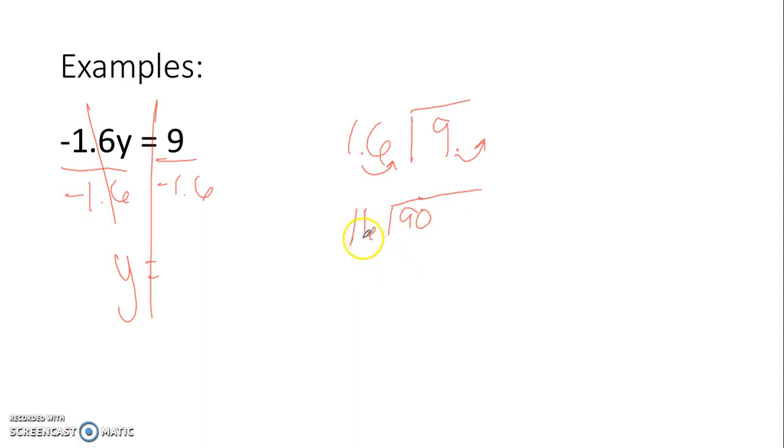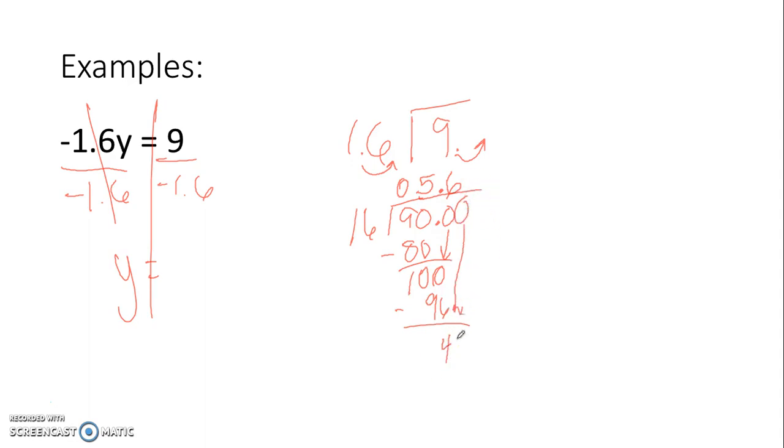We ask ourselves, how many times does 16 go into 9? Well, it can't. Right? How many times does 16 go into 90? It can go in 5 times. 16 times 5 is 80. 90 minus 80 is 10. Okay, add the decimal and the 0, bring them down. Alright, so how many times does 16 go into 100? Well, 16 goes into 100 6 times, and that gives us 96. 100 minus 96 is 4.